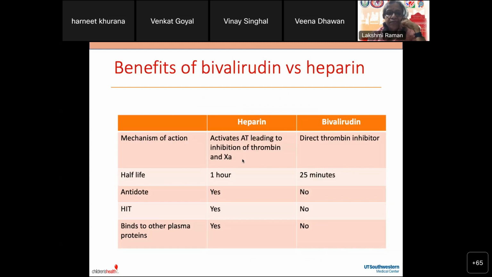So as I mentioned, what are the advantages of bivalirudin versus heparin? It's got a shorter half-life. You don't need an antidote. You don't have to worry about it. And it does not bind to other plasma proteins, which is another big advantage. Next slide.